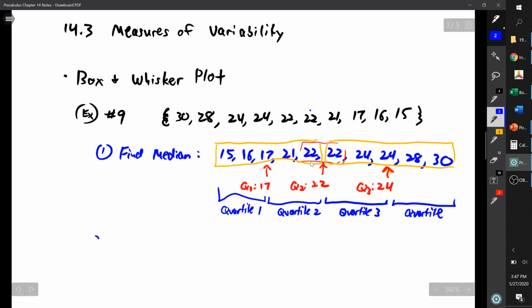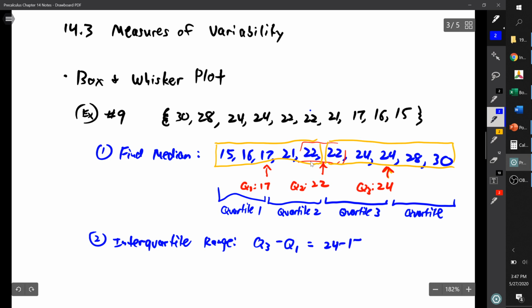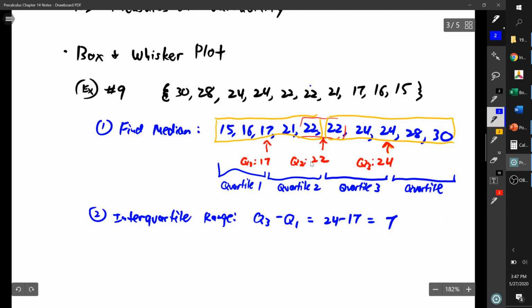Then the interquartile range is Q3 minus Q1. So that is 24 minus 17, which is 7. So our interquartile range for this data is 7.